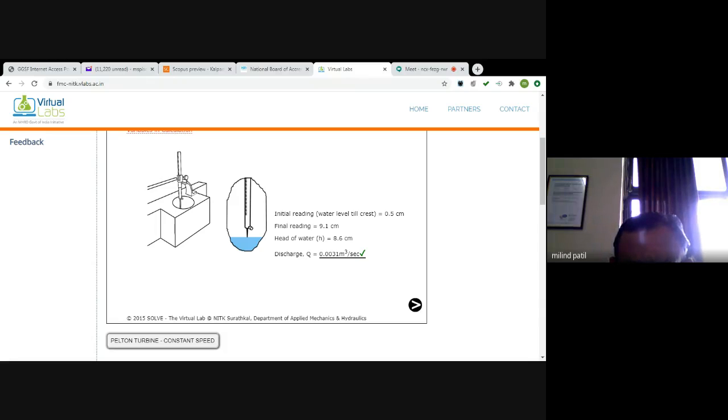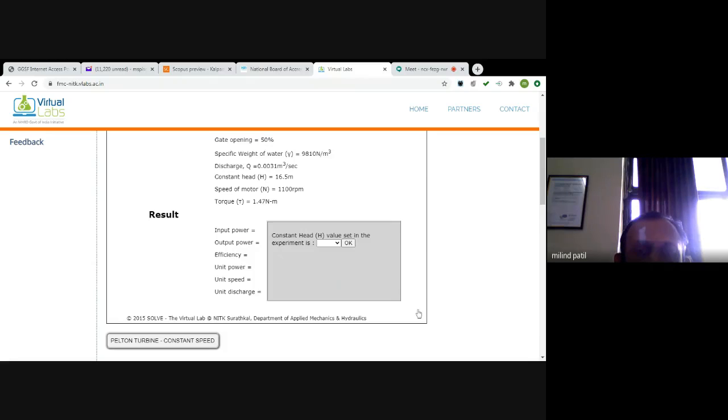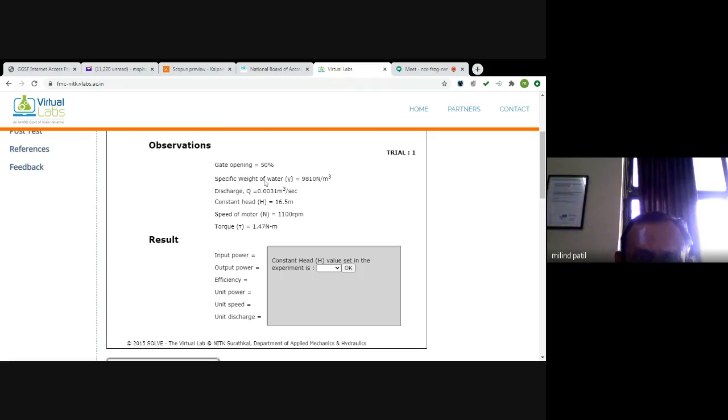Once your answer is correct, then you will be able to move to the next slide. So now these are observations. Gate opening is 50%. Specific weight of water is 9810. Discharge is this. Constant height 16.5. Speed of motor 1100 rpm. Torque is acting on this. So input power is gamma Q H. Gamma is 9810, Q we know is 0.0031, and head acting is 16.5. Just calculate this and put it here.